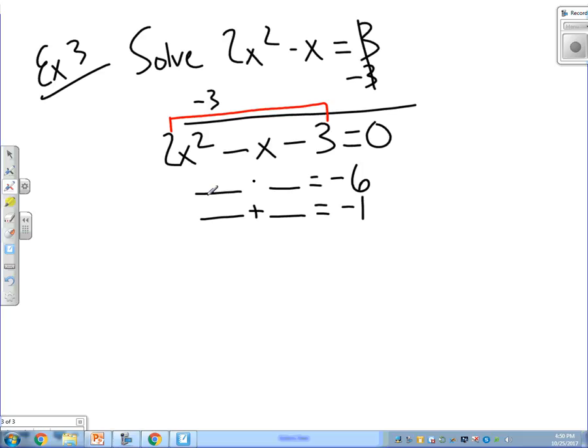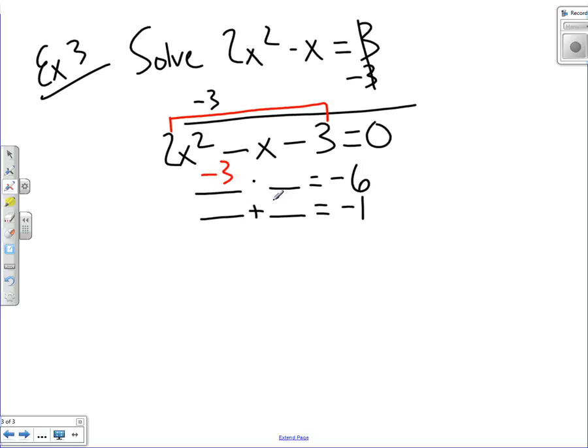How about negative 3 and positive 2? Does that work? I don't know. Let's check. Negative 3 times 2 is negative 6. Happy. That works. Negative 3 plus 2 is negative 1. Cha-ching. That works. All right, we're good to go. We've got our lucky lotto numbers, negative 3 and 2.